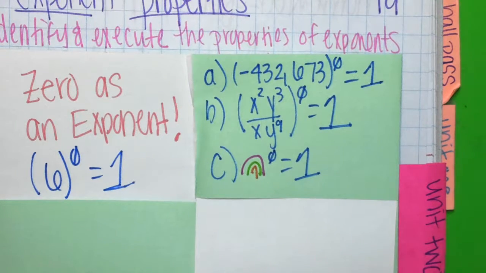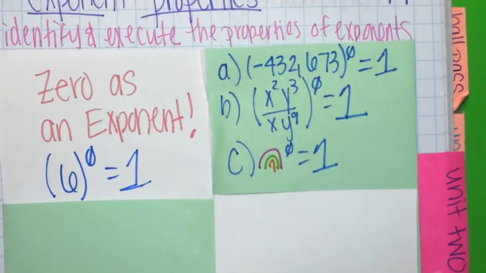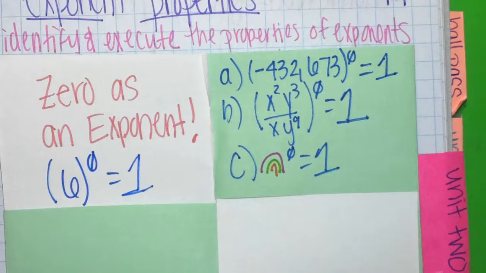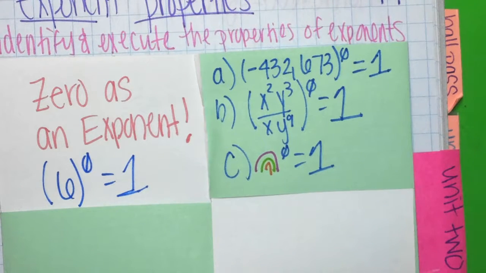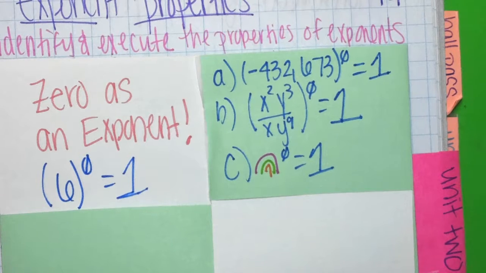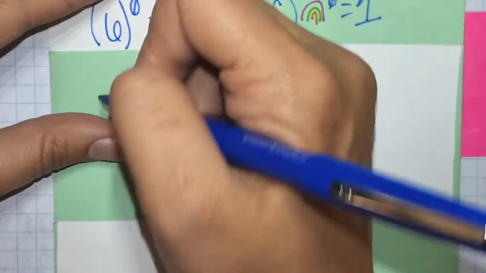Any questions? Okay. Moving on. So if you see 0 as an exponent, what's your answer? Uno. 1. Questions, comments, complaints? Okay. All right.